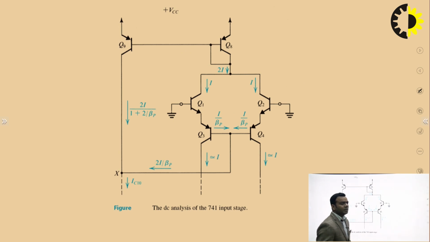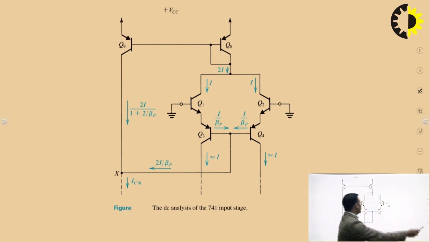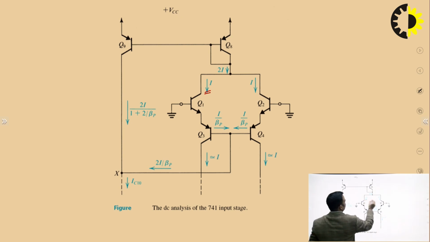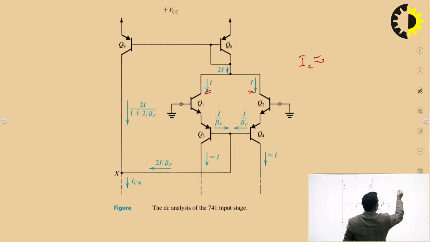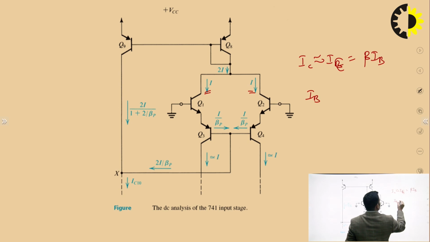Now let us come to the input stage and analyze this for the DC current. Let us consider the current which is flowing in this branch is I, then it will also be I. Then this current will be equal to, collector current is nearly equal to emitter current, and this is the base current. IC is nearly equal to IE, which is equal to beta IB. So IB is equal to IC upon beta.